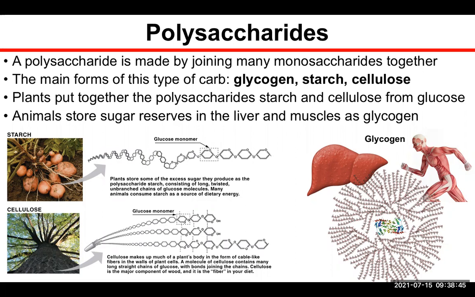As opposed to animals, when we end up taking these carbohydrates, basically we like to store some of them, and we end up storing some of our excessive sugar in our liver and muscles for later usage. And the form of this storage is called glycogen.